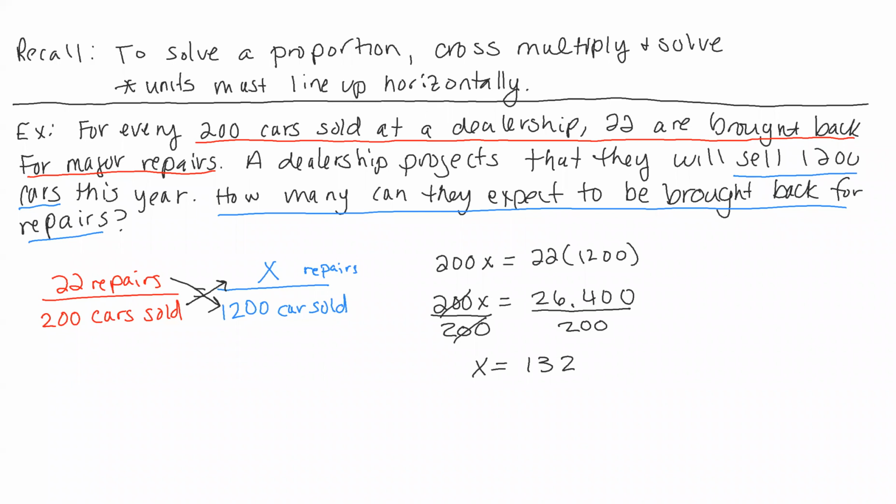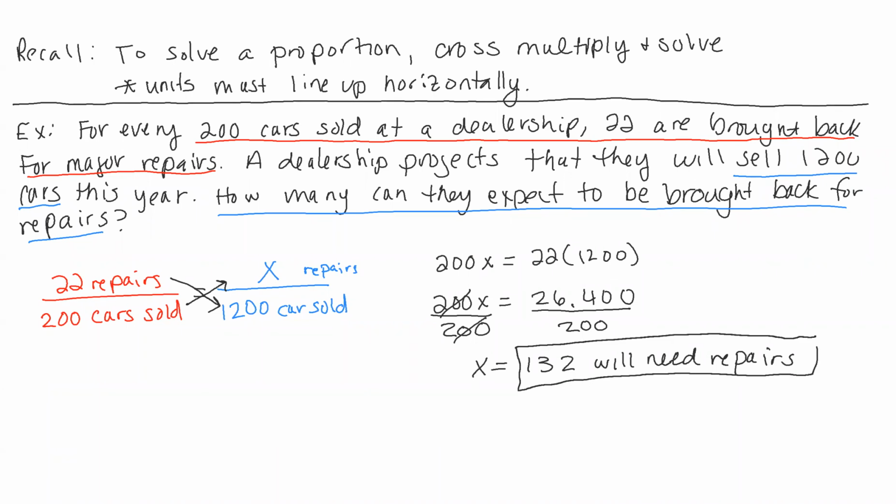Now, when you're dealing with word problems, never just give naked answers. When you're dealing with a word problem, your answers always need a unit or an explanation. So we have to go back and ask ourselves, what was x? Well, in this particular proportion, x was the number of cars they should expect needing repairs. So 132 cars will need repairs. And that's it. Once you set up your proportion, solving it is really quite simple. All right. So let's move on.